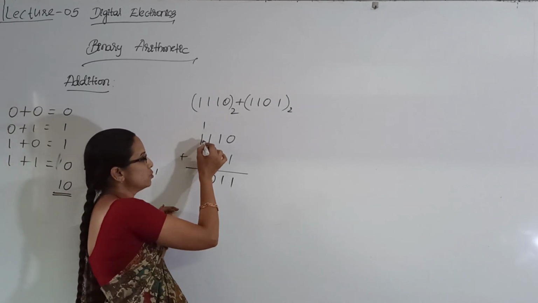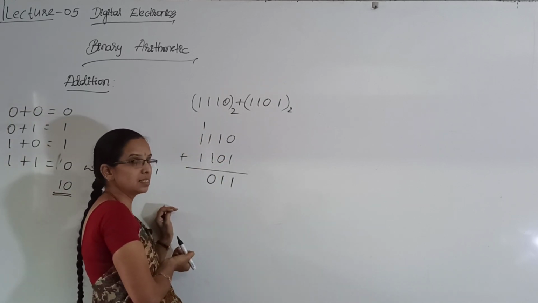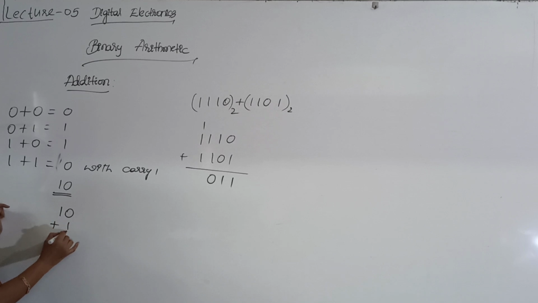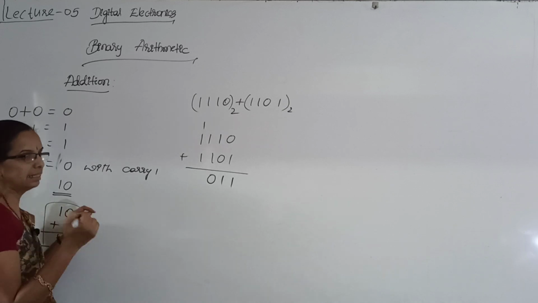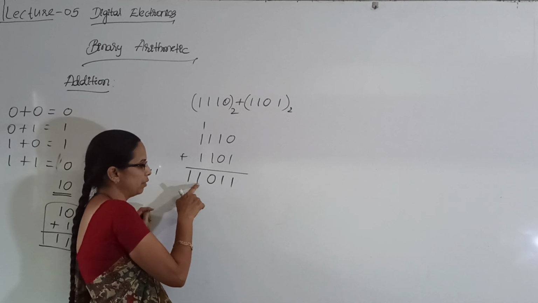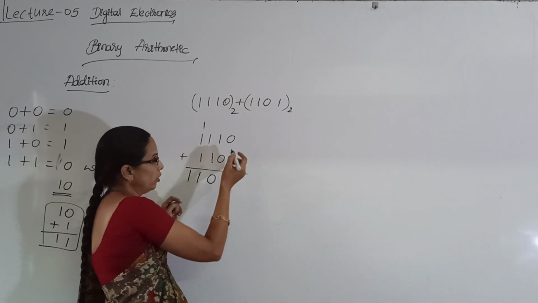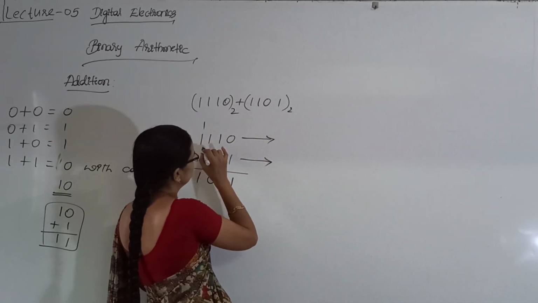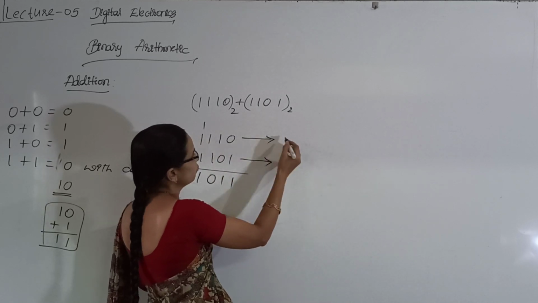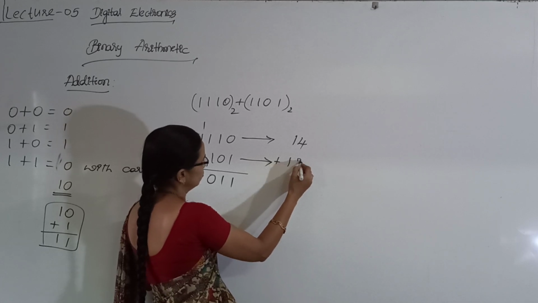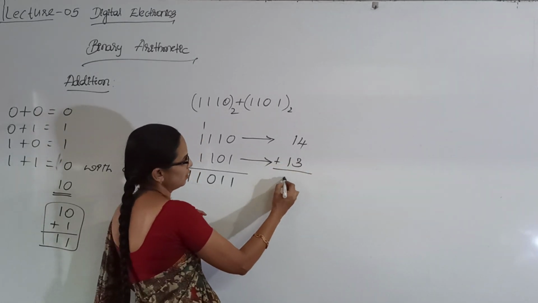Okay, 1 plus 1 plus 1, what is it? 1 plus 1 plus 1, that is 1 0 plus 1, that is 1 1. 1 plus 1 plus 1 is 3, and in binary 3 is written as 1 1. So if you want, you can convert this into decimal and verify it. It is 14 plus 13. How much is it? 27.